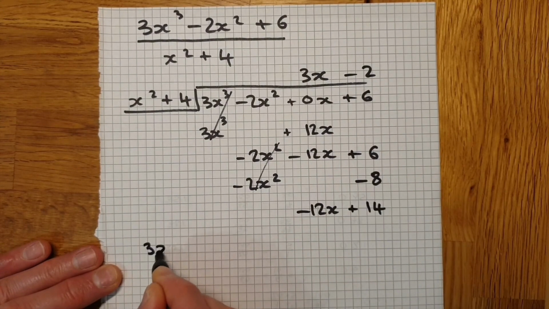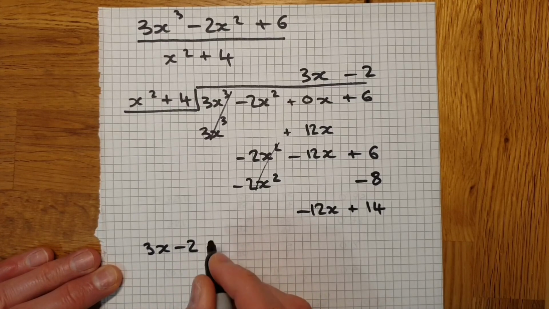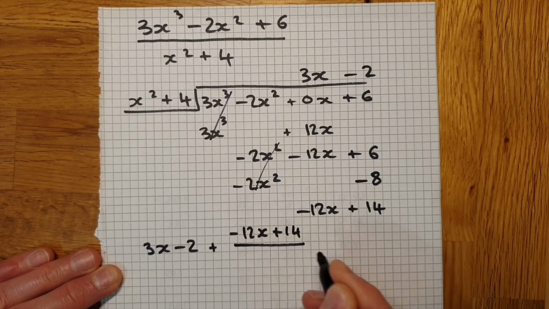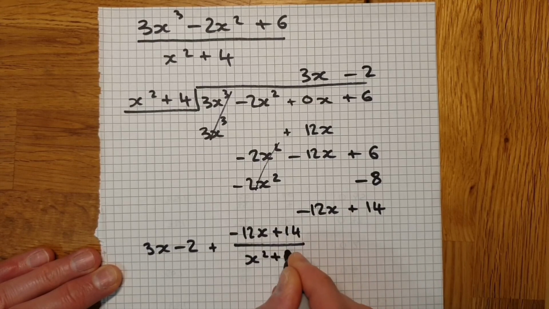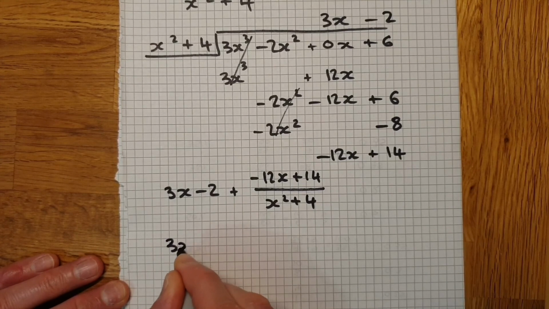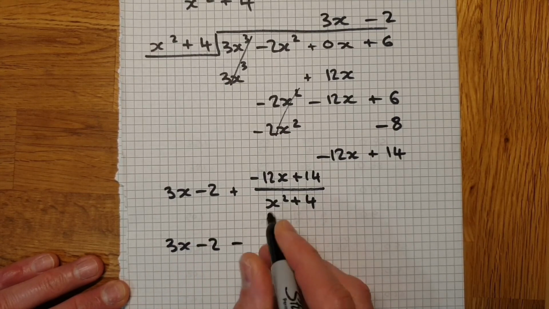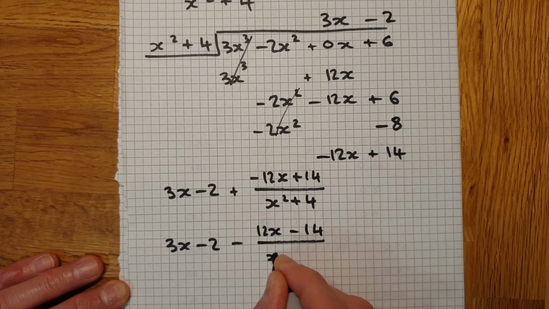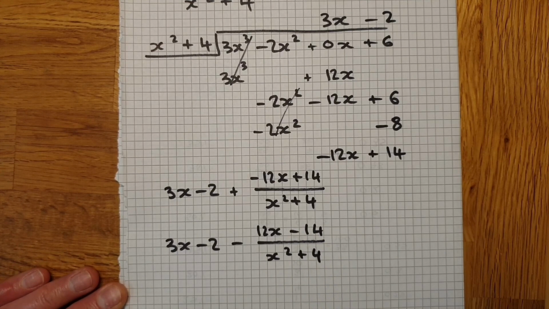So it's 3x minus 2 plus negative 12x plus 14 divided by x squared plus 4. And we could also, if we wanted to, put 3x minus 2 take away 12x minus 14 over x squared plus 4. And then you can go ahead and split up using partial fractions to get the rest of your answer.